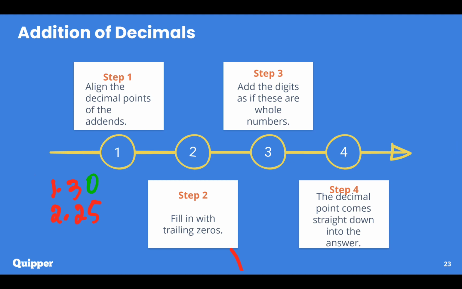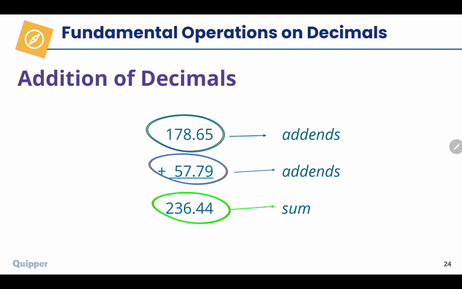So, kung paano tayo nag-a-add ng mga whole numbers, ganun din yung way ng pag-a-add natin when it comes to decimals. And step 4, the decimal point comes straight down into the answer. So, the final answer, kung saan naka-align si decimal point, doon din dapat naka-align si final answer. So, let's have an example.